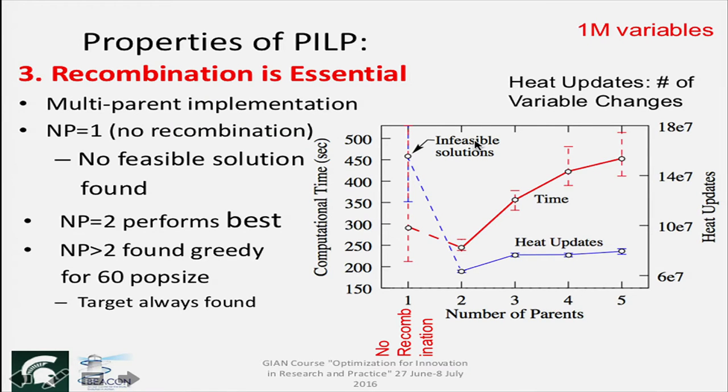Third slide on, is recombination needed? I'm trying to now understand each and every operator that I have told you about, or we have set up in this. So here again, all these are done on a million variable problem. So I now use different numbers of parents in the recombination. When I set the number of parents equal to one, what am I doing? I'm actually not doing recombination. Because with one parent, there's nothing to compare with, so it's the same one. So one parent is by default no recombination.